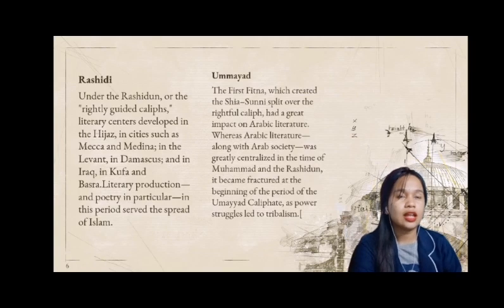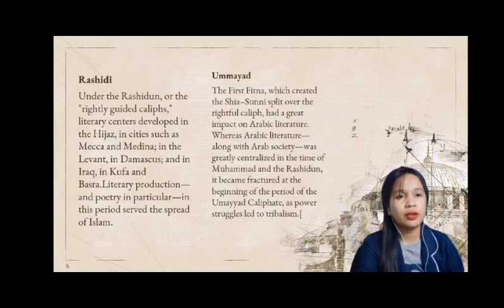The next is the Umayyad. The first fitna, which created the Shia-Sunni split over the rightful caliph, had a great impact on Arabic literature. Whereas literature along with Arab society was greatly centralized in the time of Muhammad and the Rashidun, it became fractured at the beginning of the period of the Umayyad Caliphate as power struggles led to tribalism.